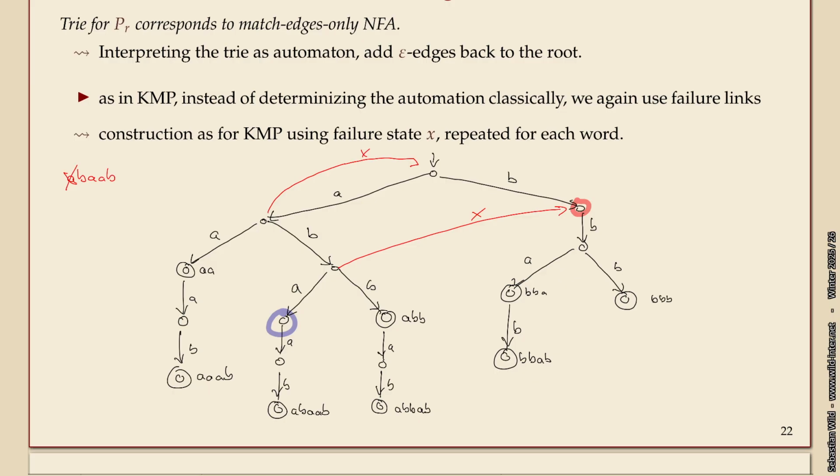It has to go back to the root in this case, right? Is a vertex here, I can't read an A, so I have to take a failure link to the root and then follow the A there. And so I'm adding the failure link here.